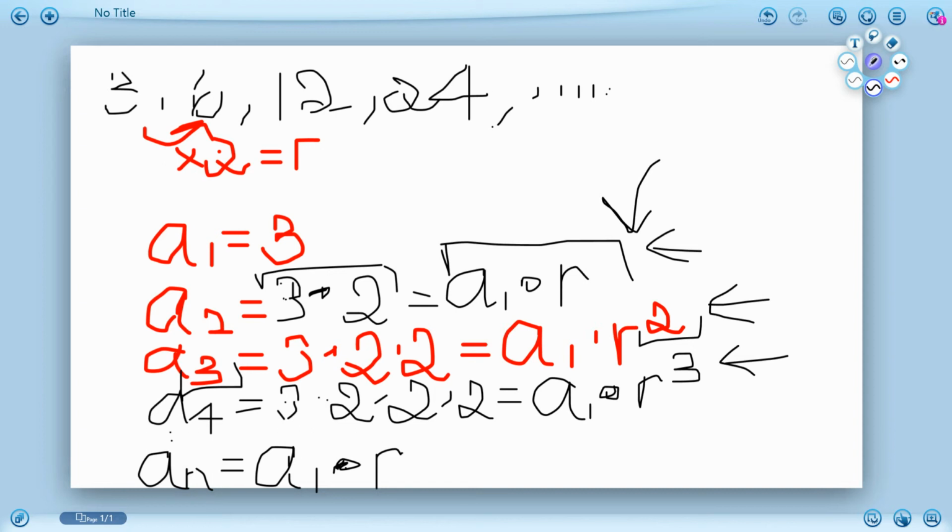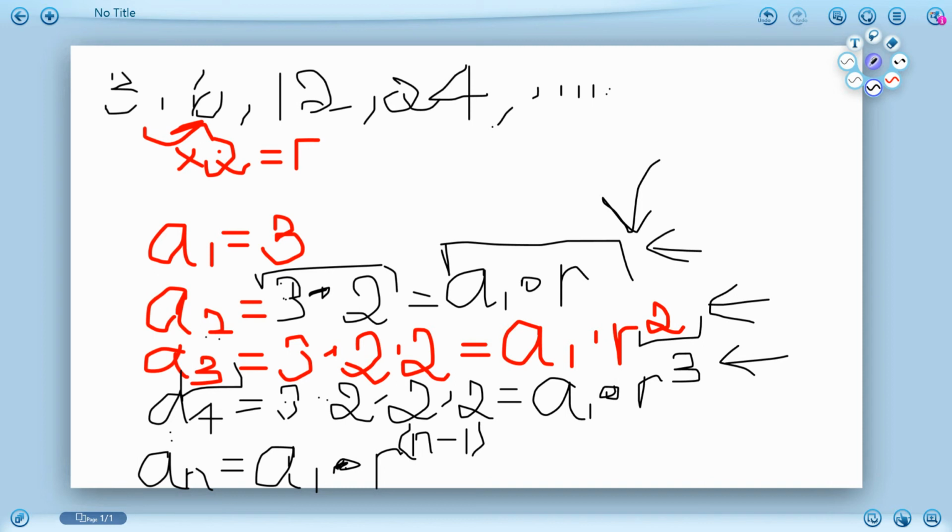What's the pattern on the powers? If n is 2, the power is 1. If n is 3, the power is 2. If n is 4, the power is 3. So it's always 1 less. So our power in this case would be r to the n minus 1, with n minus 1 all in parentheses.